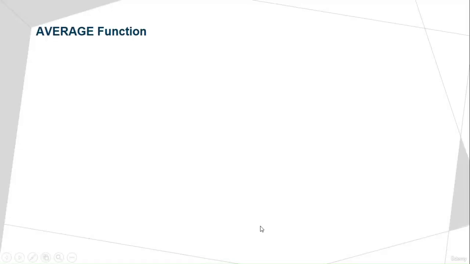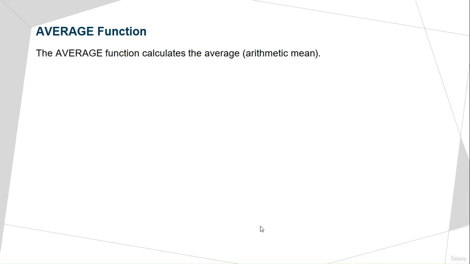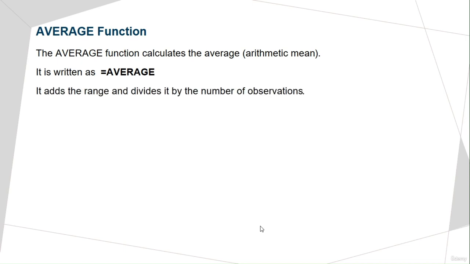The next function we'll be looking at is the average function. The average function calculates the average, which is also known as the arithmetic mean. It is written as equal to average. It adds the range and divides it by the number of observations. You might be familiar with average. However, if you are not, we're going to look deeply into average.